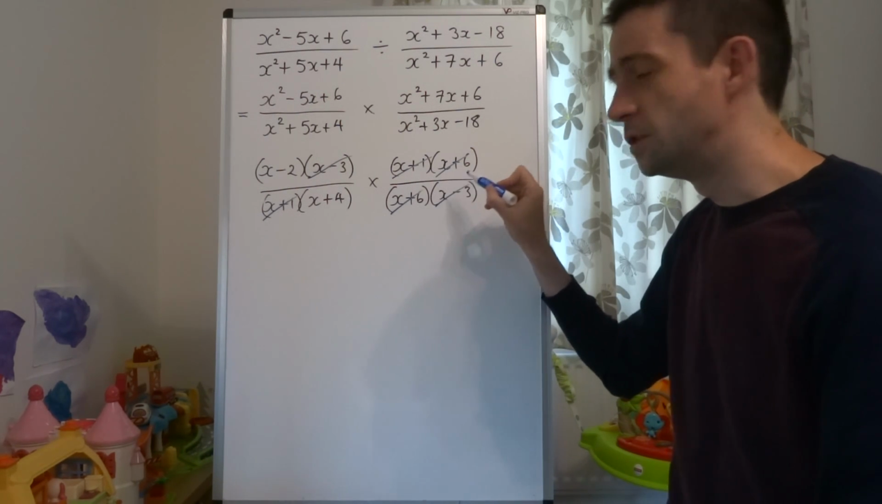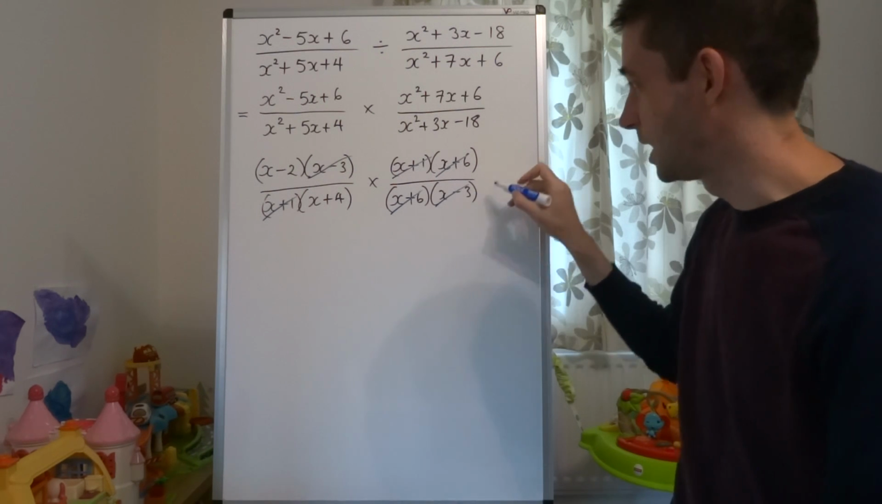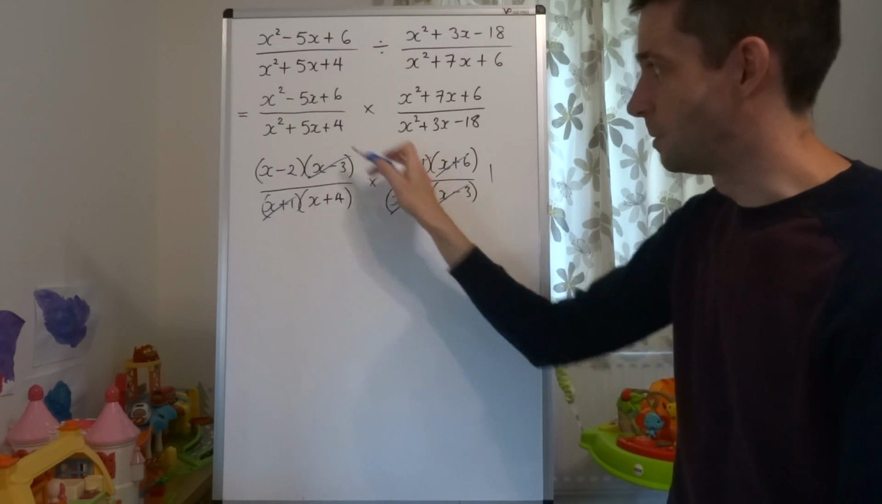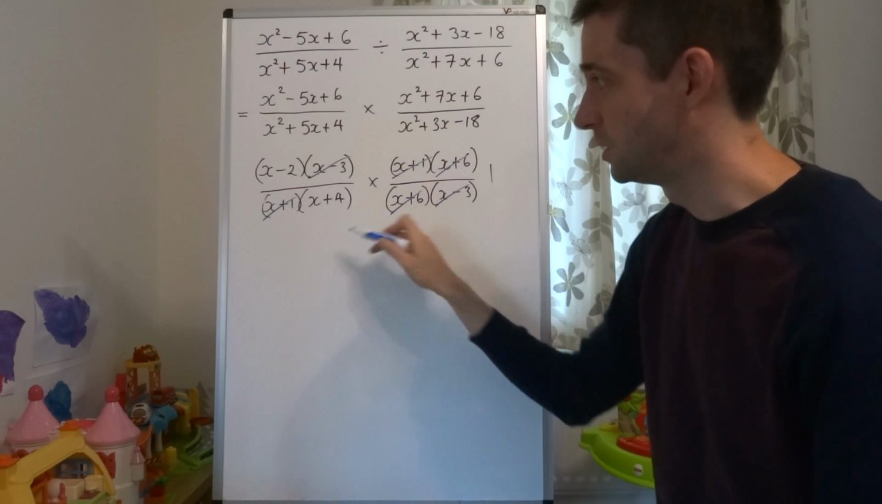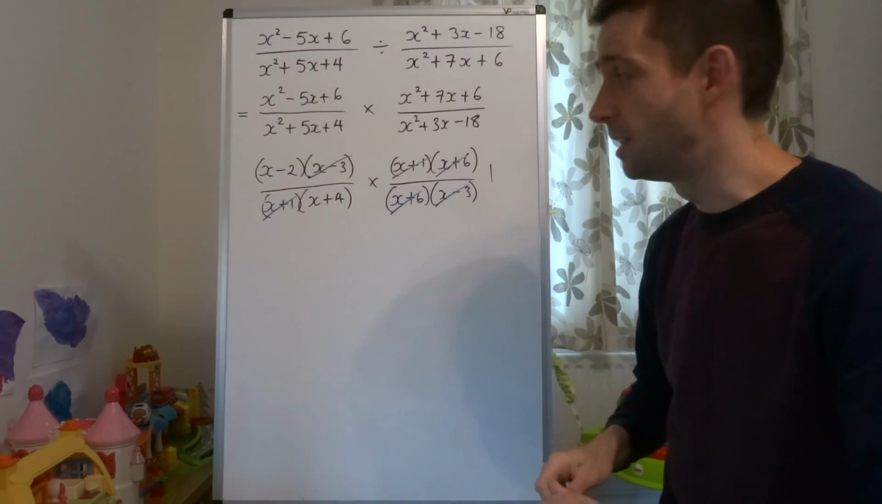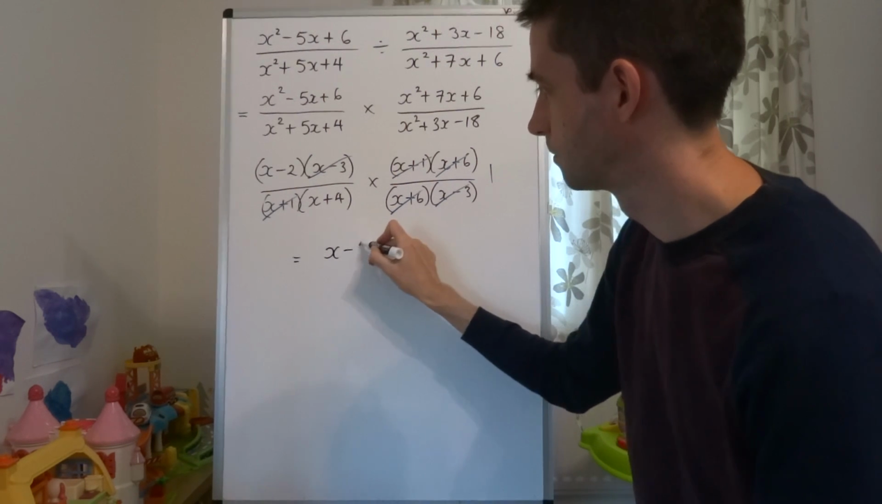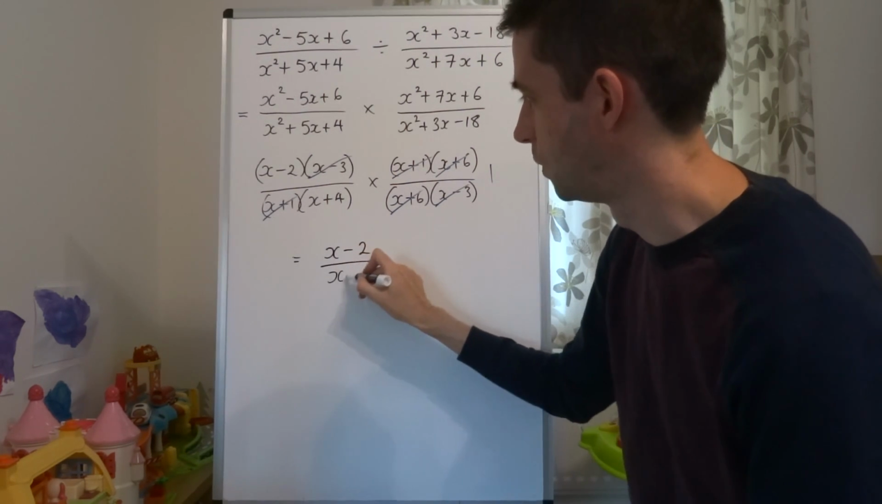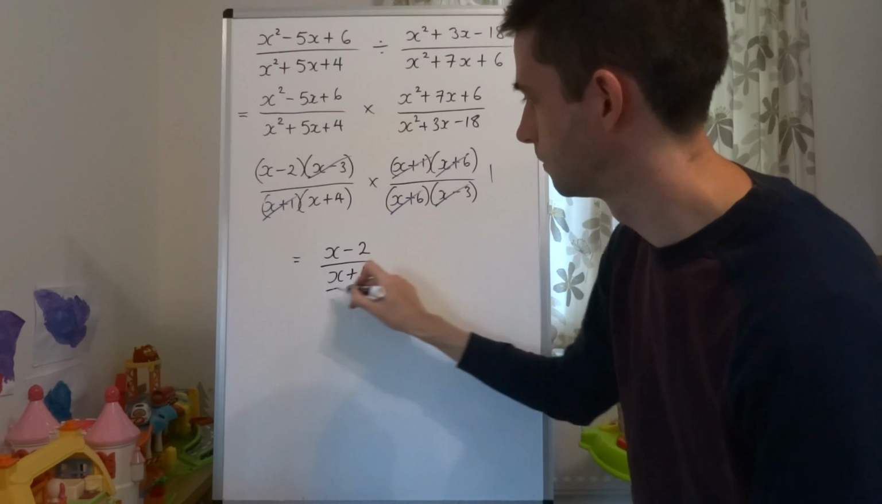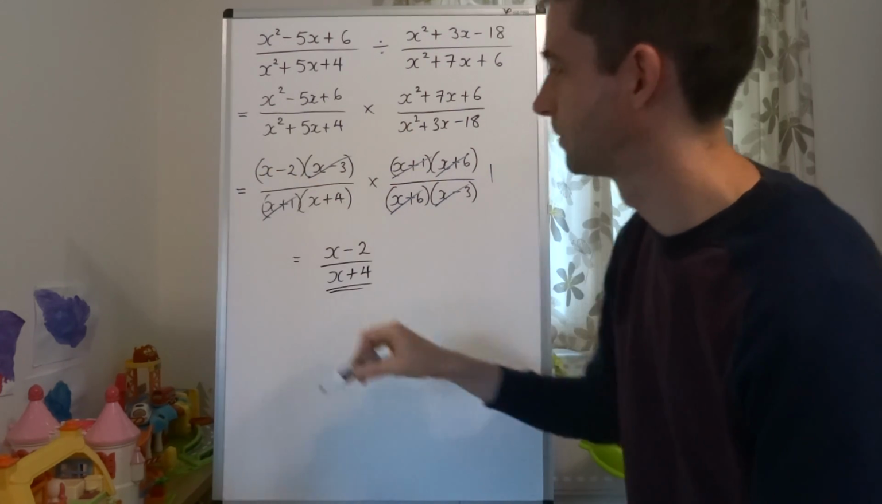Now it looks like I've cancelled this whole fraction here. Bear in mind that when you do that, you're not cancelling it to nothing, you're cancelling it to 1. So I'm now multiplying what remains of this fraction by 1, and that will give me x minus 2 over x plus 4 as my final solution.